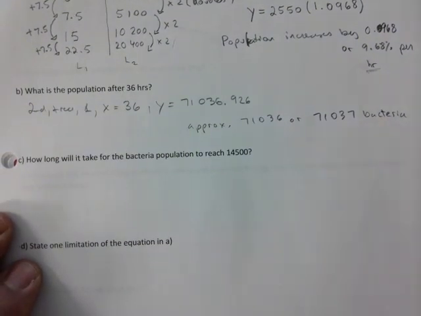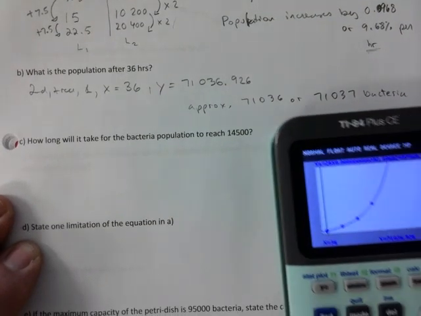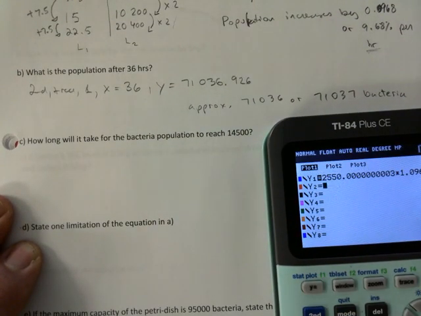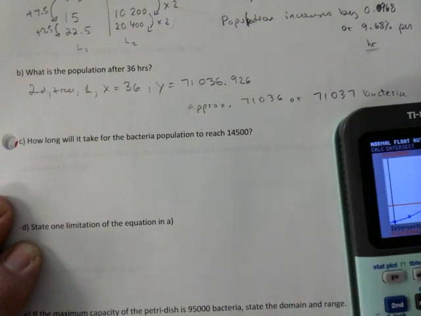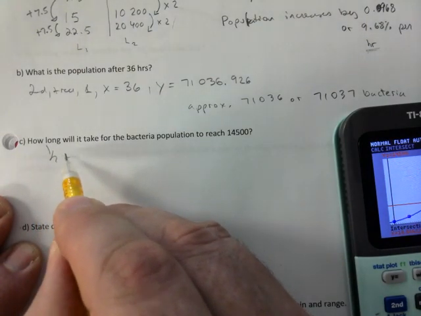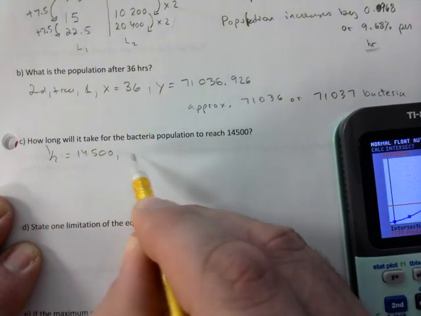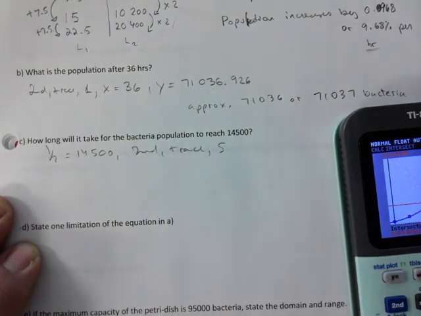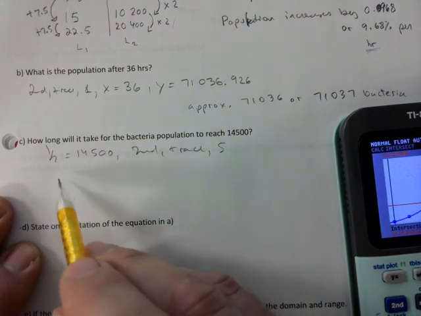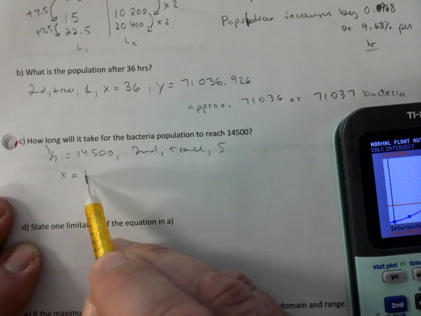No problem. How long will it take for the population to reach 14,500? Y2 is equal to that. We're going to figure that out. Y2 is equal to 14,500. Just make sure you add units. If you don't want to give me a whole sentence, I'm okay with that as long as you give me units, right?